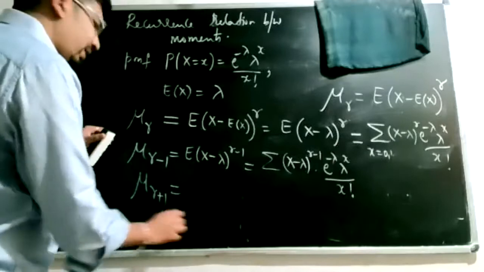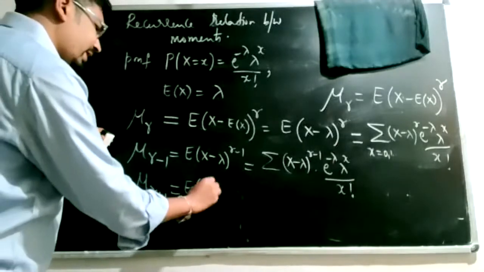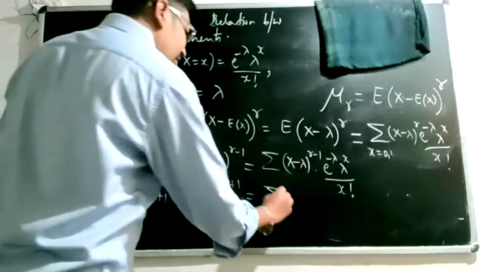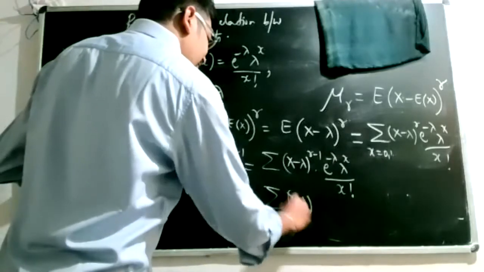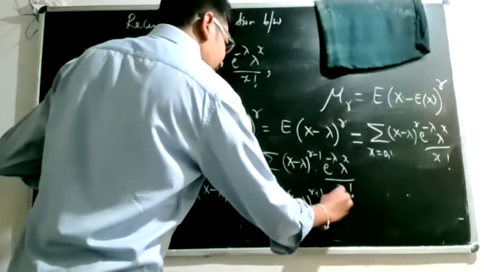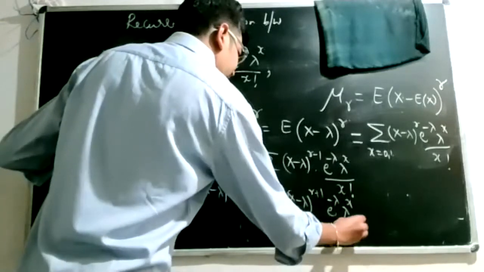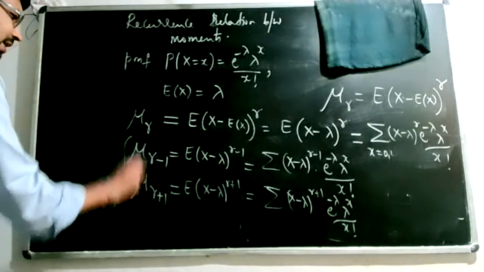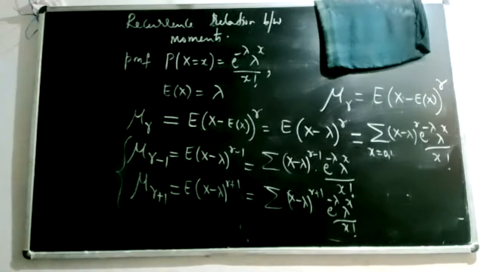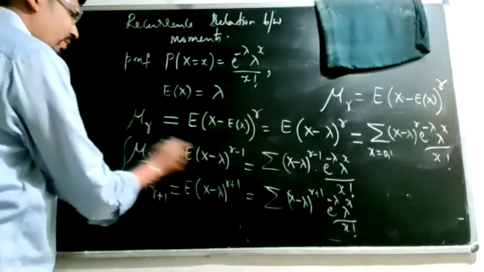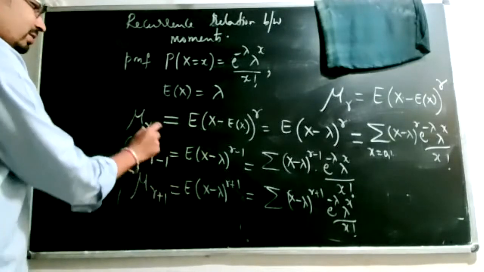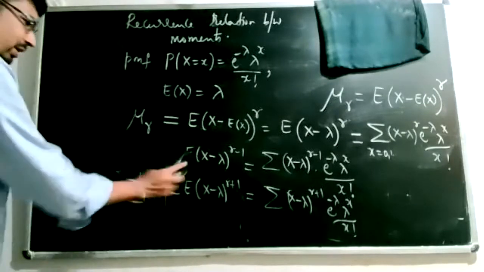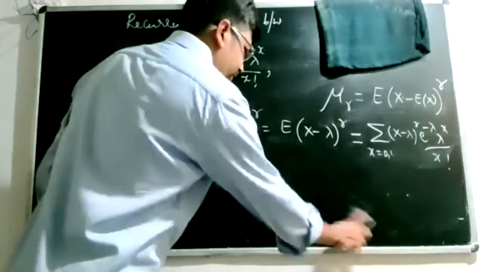Now similarly, if you want the r plus 1 moment, that is the expectation of (x minus lambda) to the power of r plus 1, which is the summation of (x minus lambda) to the power of r plus 1, e power minus lambda, lambda power x by x factorial. So this is not required. It is understood just by the definition of mu r. If you replace r by r minus 1 in this expression, you get this. Replace r by r plus 1 in this expression, you get the same. So this is not a step to be remembered.